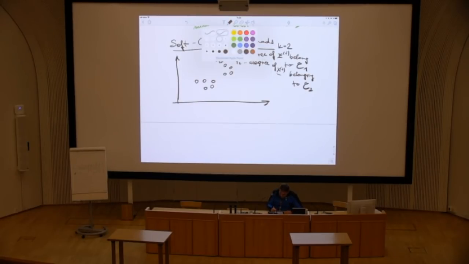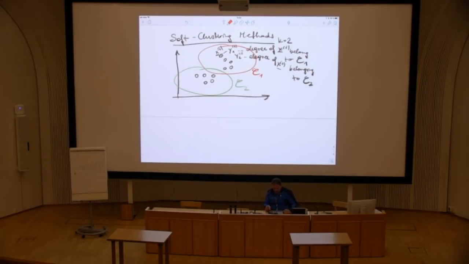So we have one cluster 2 and one cluster 1. And already this drawing should indicate that these clusters can overlap. So there is no clear separation between the two clusters. For each data point, we specify the degrees of belonging to cluster 1 and cluster 2.